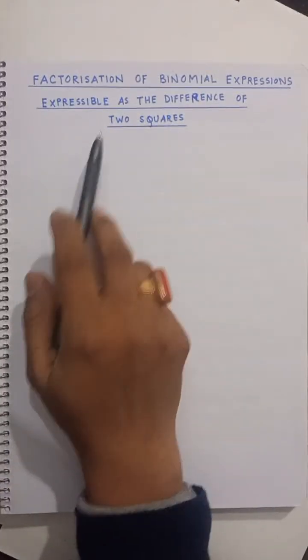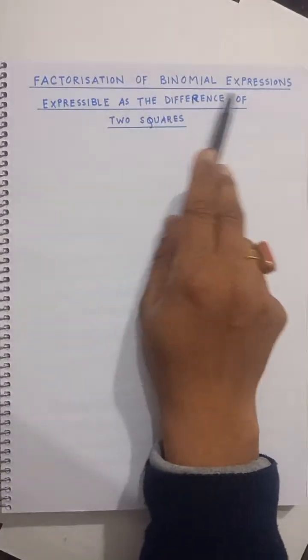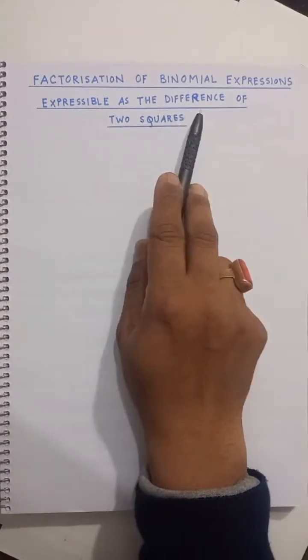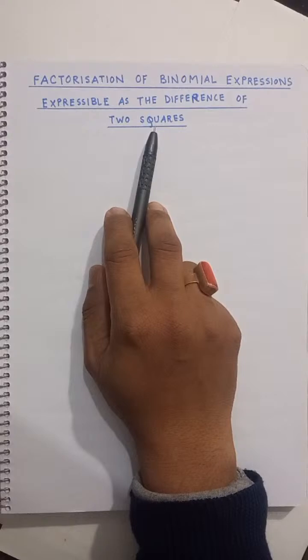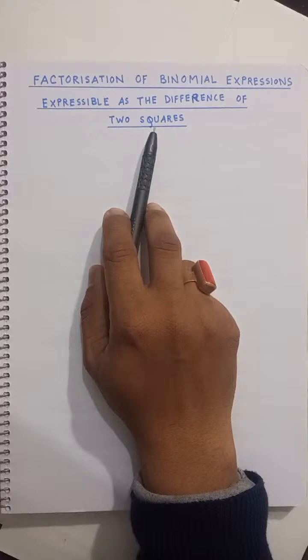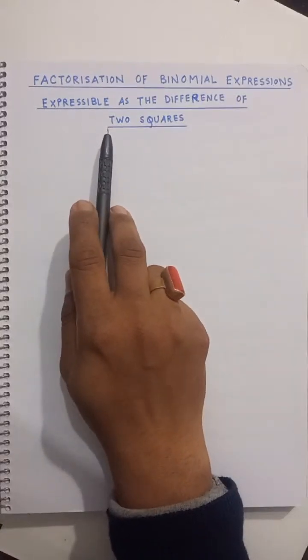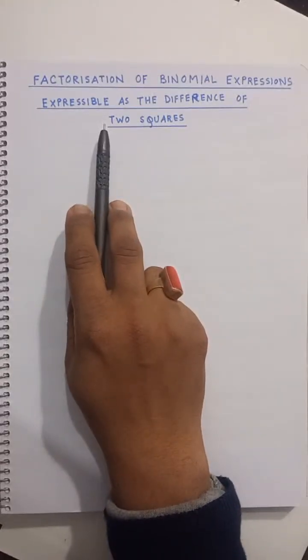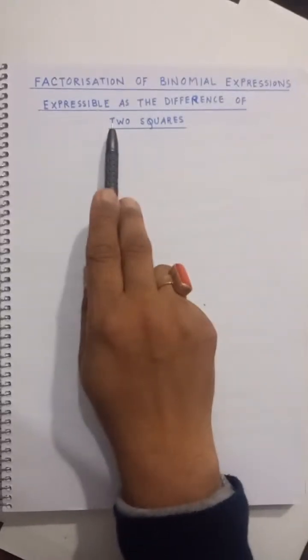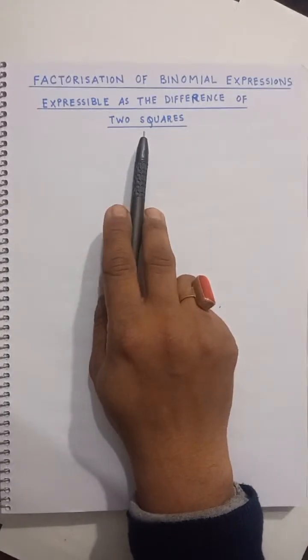As we can see here, today's topic is factorization of binomial expression expressible as the difference of two squares. If you have already attended my previous two live sessions, we have discussed the introductory part of factorization, and in the second live stream we discussed factorization by the method of grouping. So today we are going to discuss this topic, factorization of binomial expression expressible as difference of two squares.